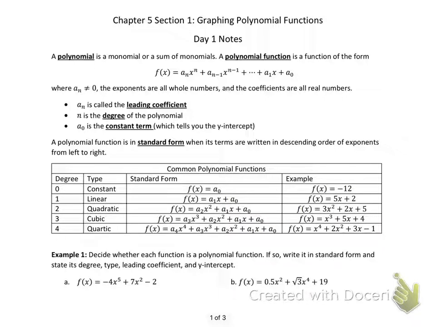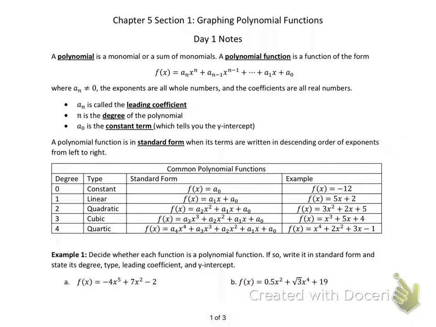A sub 0 is the constant term, and the reason it's the constant term is because it has no x value. It's by itself, right? It's a constant term. It tells you the y-intercept because if you were to take 0 and plug it in for all the x values, you would get just that number, right? Because all of the other terms will have an x in it, and they'll all disappear.